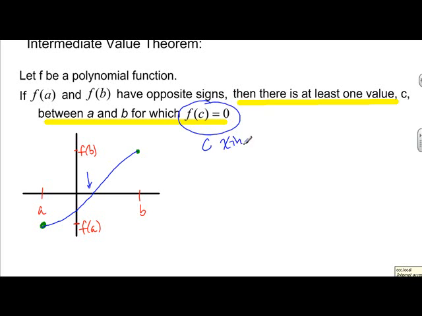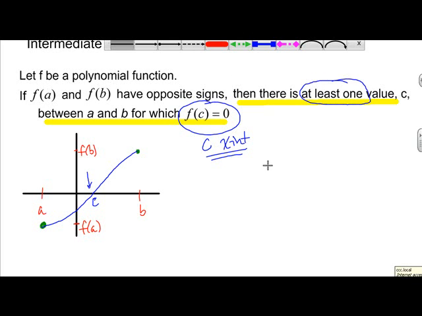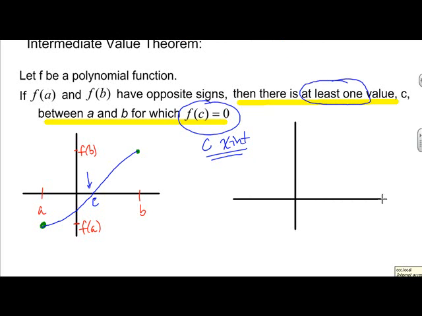Now if you're concerned a little bit by the fact that we said that there has to be at least one value, think about this. How could you have more than one value? Well, maybe this is a, f of a, and here's b, f of b again. And we might have a polynomial function that does this. It is possible for there to be more than one x-intercept, in which case you've got more than one value of c. Notice that each of those, we could call them c sub 1, c sub 2, and c sub 3. Notice that they are all three in between a and b.